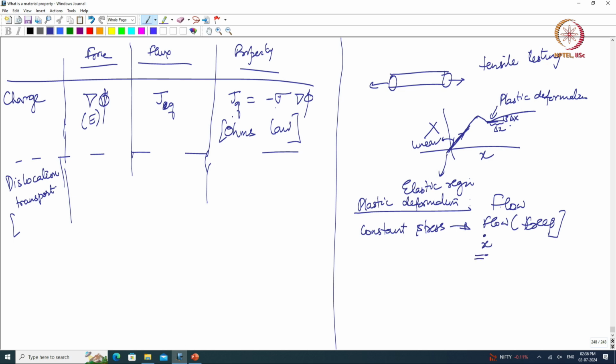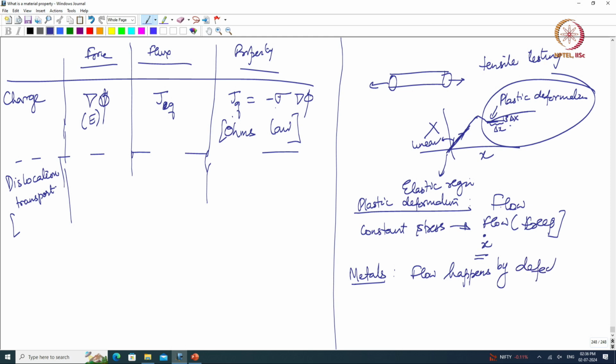Okay. Now, in this region of plastic deformation, one can imagine in regular metals, right. So, the flow happens by defects in a material called dislocations or dislocation motion, right, dislocations and their motion.